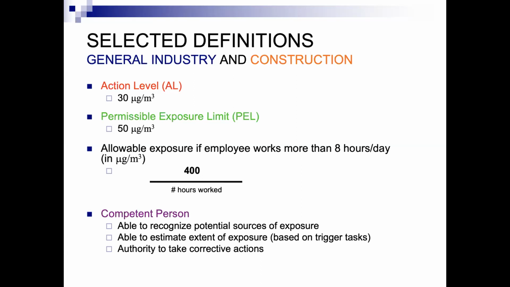Then we have one little twist with the lead standard. It's really the only chemical standard that has this twist, where if your employees are working more than 8 hours a day, the PEL is lowered by taking 400 and dividing by the number of hours worked. The easy one to do is if they work 10-hour days, you take 400 and divide it by 10, and your PEL is now 40 instead of 50. That is something employers have to think about if they allow extended work days.